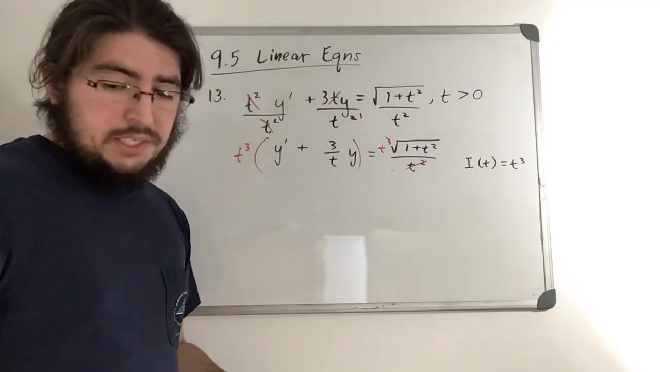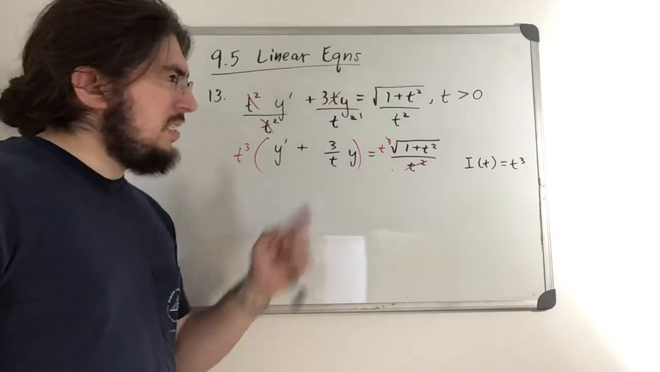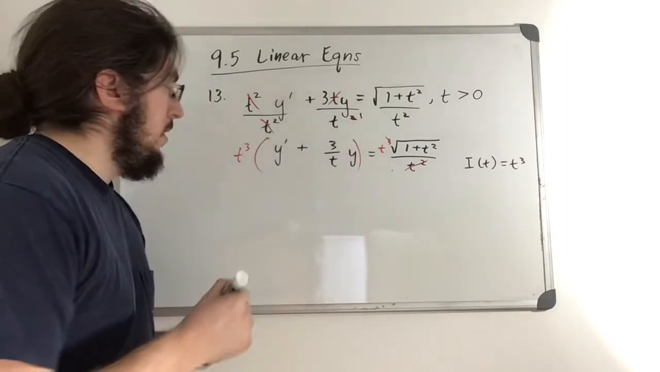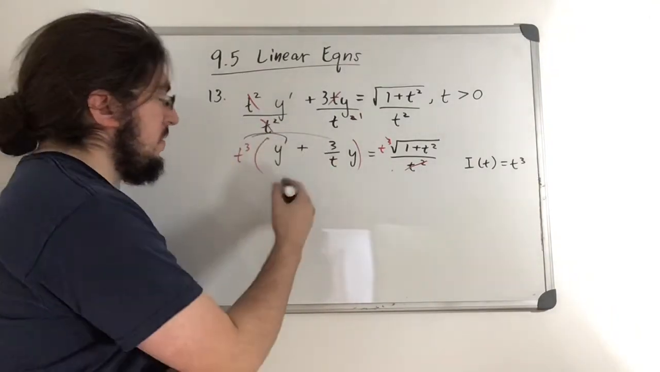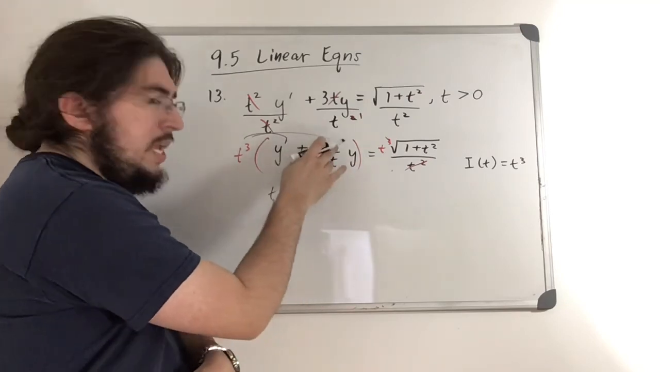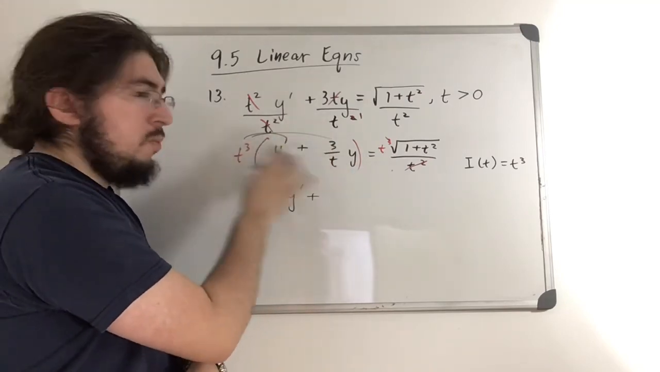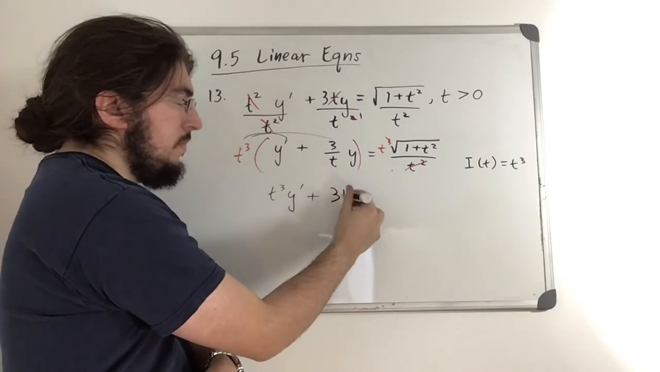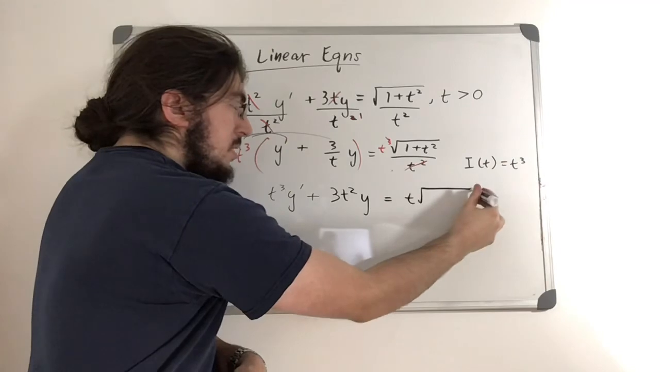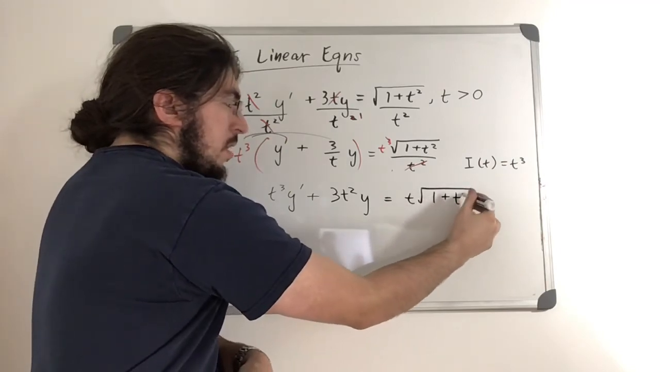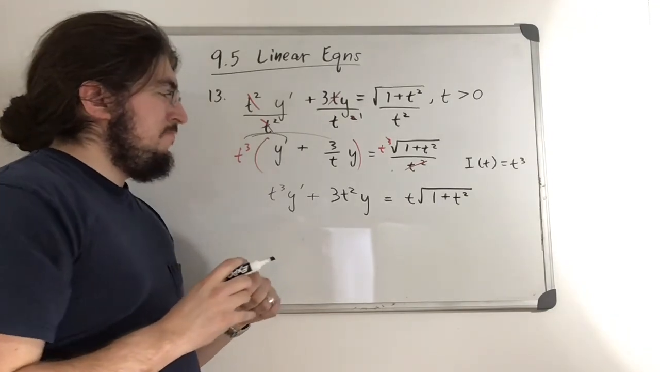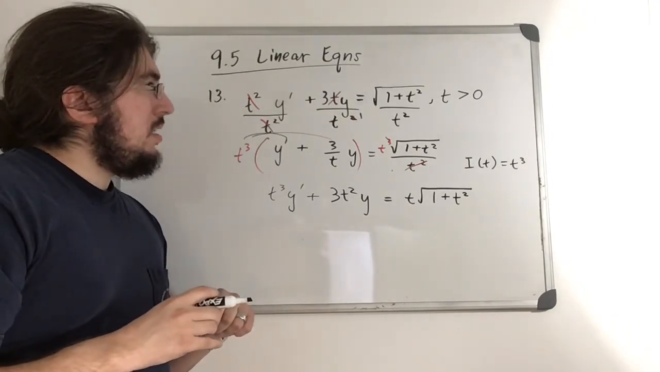So we have nice cancellation. Keep that in mind, but it's not going to be too bad. What seemed to be frightening at first is not that bad at all. Distributing this on the left, we get t cubed y prime plus 3 over t times t cubed. One of the t's cancels, so it's just 3t squared y equals, like I was saying, t outside of the radical of 1 plus t squared. Okay, good. Now what?